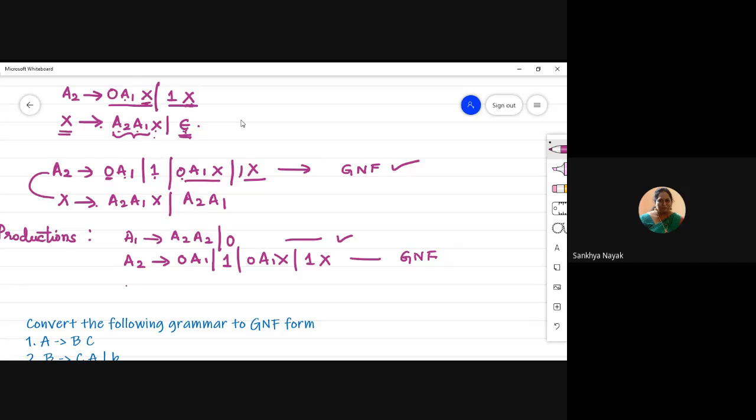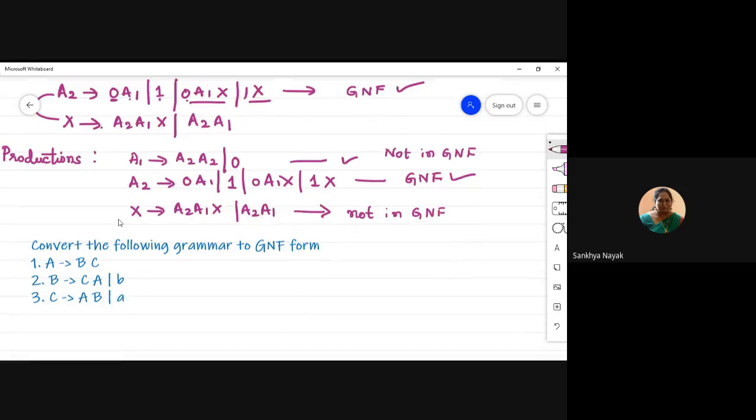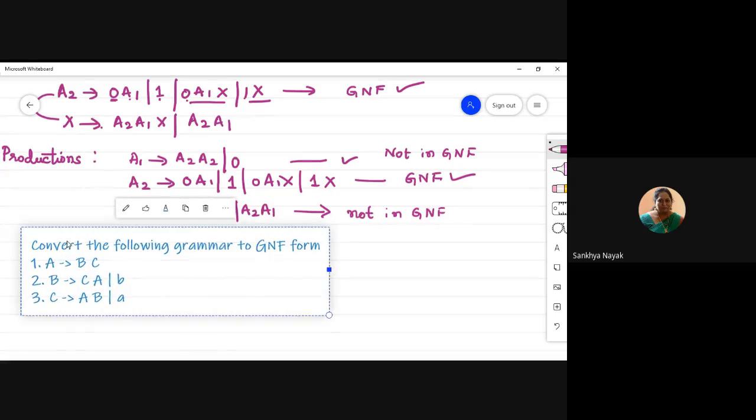Next one is x derives A2A1x and A2A1. So this is not in GNF and this is also not in GNF format. So this we are happy with. It's already there in the GNF format. So how do we convert the other things into GNF format?